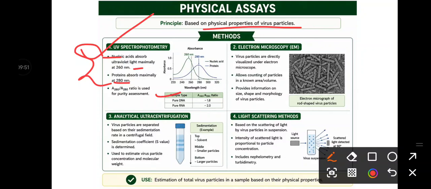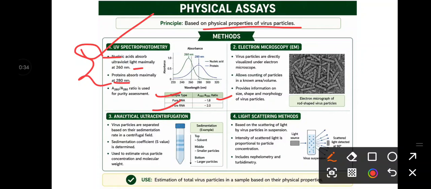For pure DNA, this ratio is approximately 1.8. For pure RNA, it is 2. Generally, for RNA or DNA study we use a nanospectrophotometer. The instrument name is nanospec. A normal spectrophotometer is not used, as DNA and RNA are very small in quantity. So we use the nanospectrophotometer, and after putting the sample, we check the ratio in this device itself. It will show the ratio.